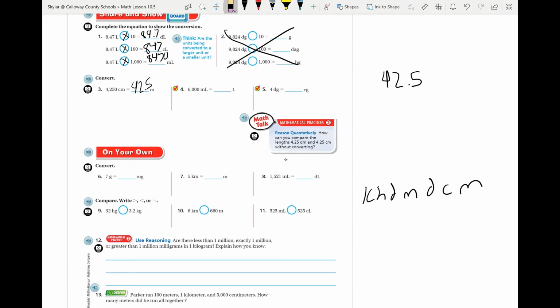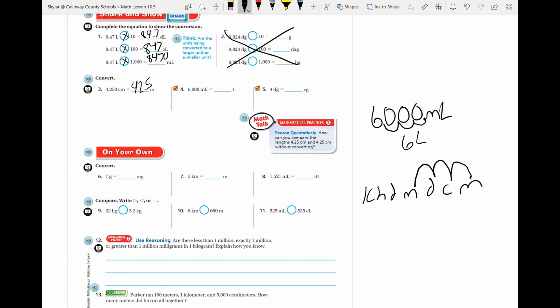I'll just leave this up. So now we have 6,000 milliliters, and we're trying to get to liters. So if we're right here, we go 1, 2, 3. We move 3 to the left, so we go 1, 2, 3 to the left here. And that gives us 6 liters.